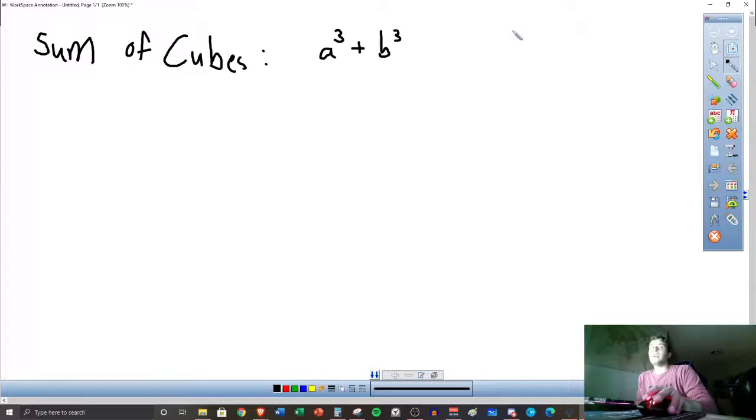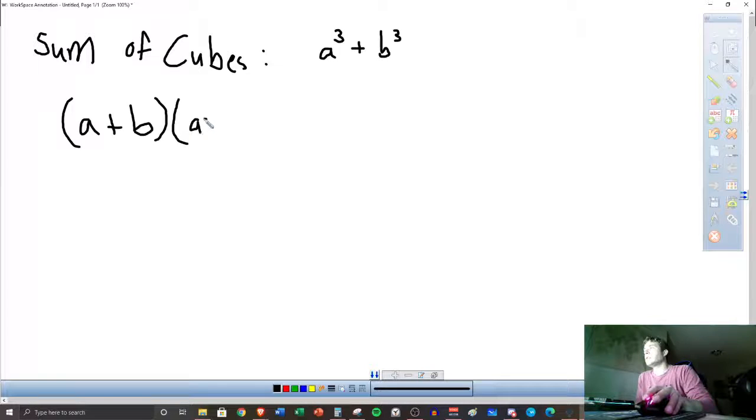And we have this acronym that we're going to use. When we factor this, it's always going to have this format. It'll be a plus b, times a squared, minus ab, and I had this wrong here, sorry, minus, and then plus b squared. This is just a pattern that is always created when you're doing these difference or sum of cubes. This one is particularly for sum of cubes.